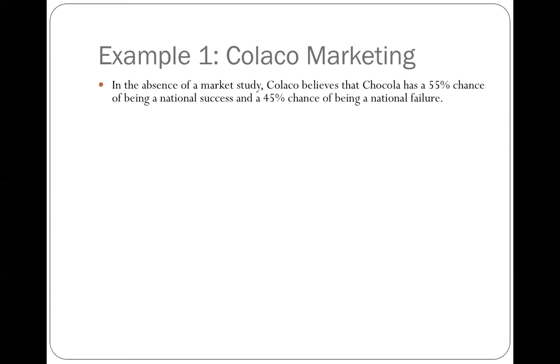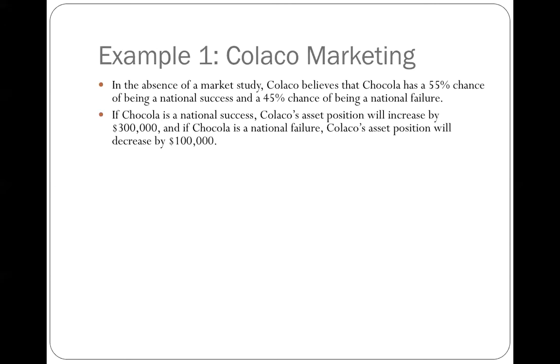So a couple of things we know about the company. If the company doesn't do any local market analysis and just goes ahead and markets the product nationally, there's a 55% chance that they face success, and there's a 45% chance that they face national failure. If the company faces a national success, the value of their asset is going to increase by $300,000. However, if they face a national failure, the value of their asset is going to decrease by $100,000.